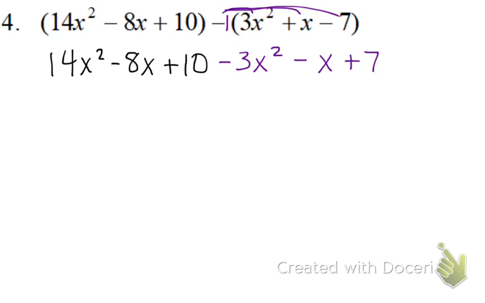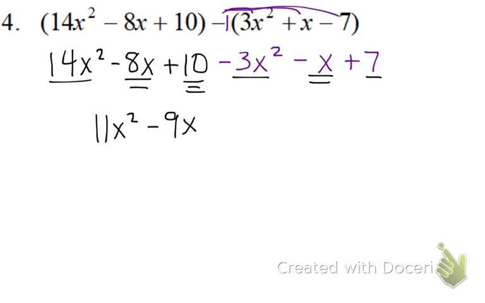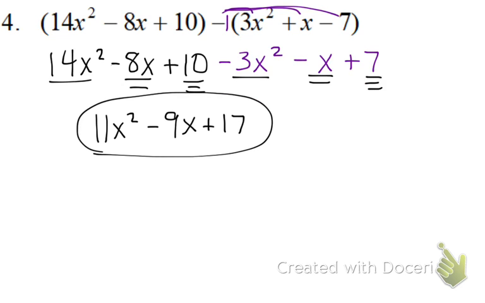Look for like terms. So we got 14x squared plus negative 3x squared, that's 11x squared. So once you distribute that negative, you're treating it as addition. Negative 8x plus negative 1x is negative 9x. And then finally, 10 plus 7 is 17.